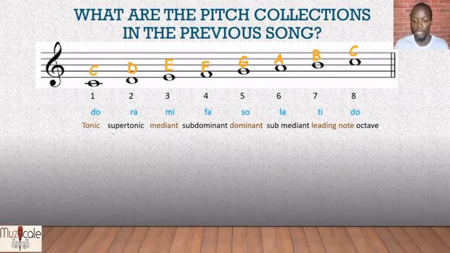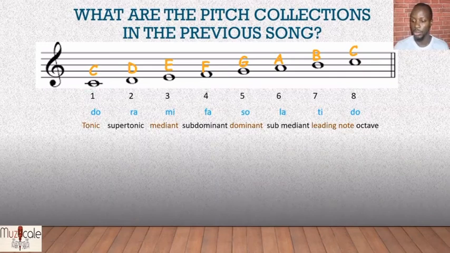Re is the supertonic note of the scale, in this context D. You can also notate it as 2. Now, mi is the mediant because it lies midway between the tonic and the dominant. That's why it's called a mediant. So it's midway. Now, subdominant.